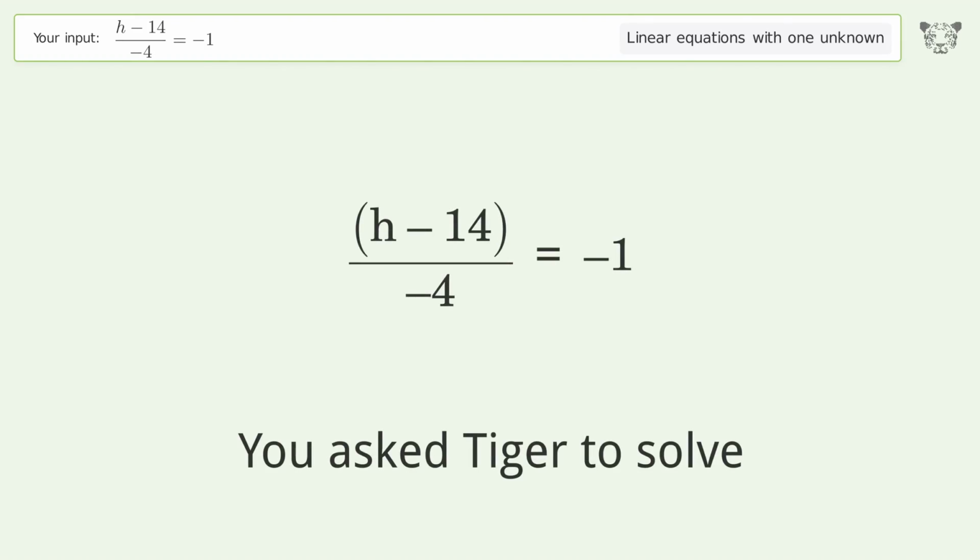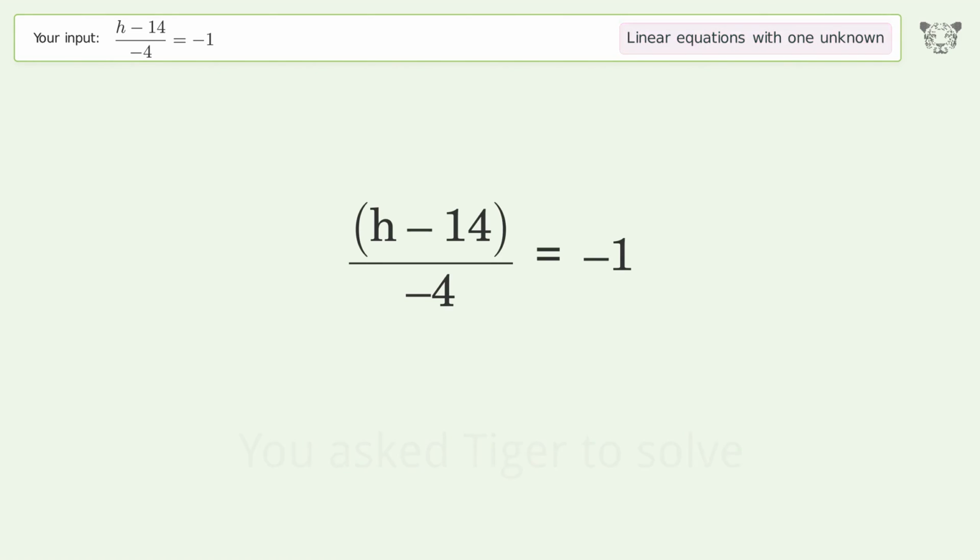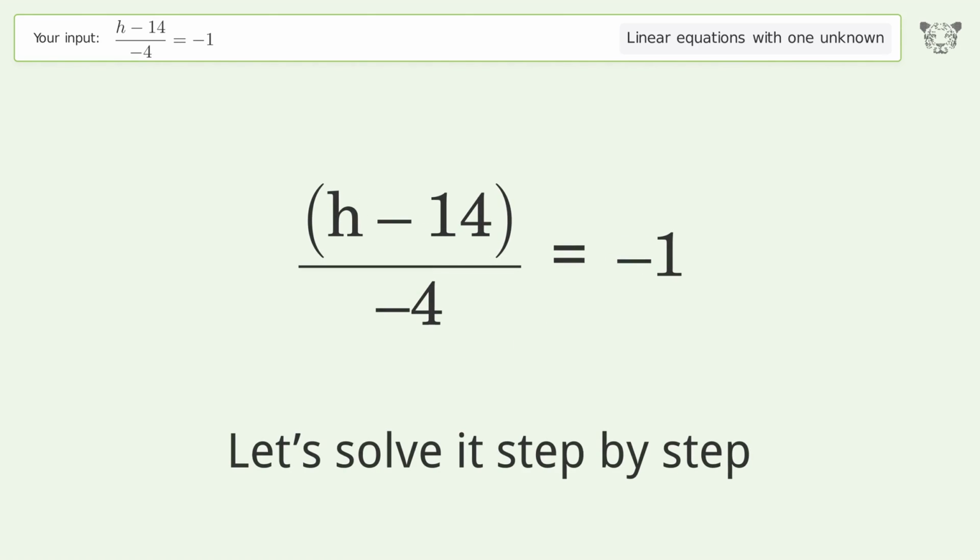You ask Tiger to solve. This deals with linear equations with one unknown. The final result is h equals 18. Let's solve it step by step.